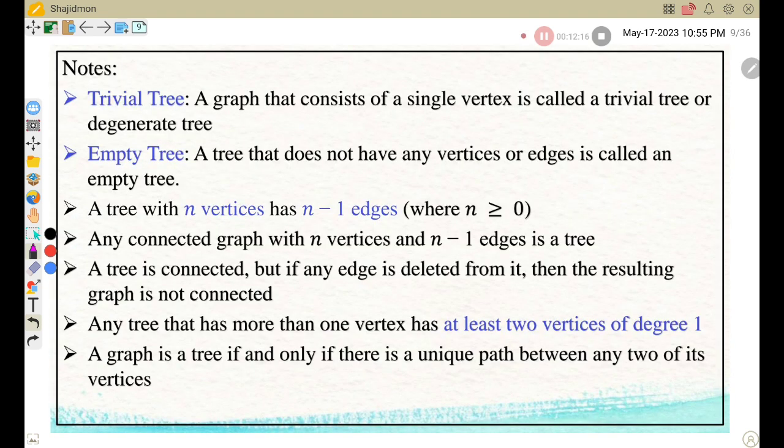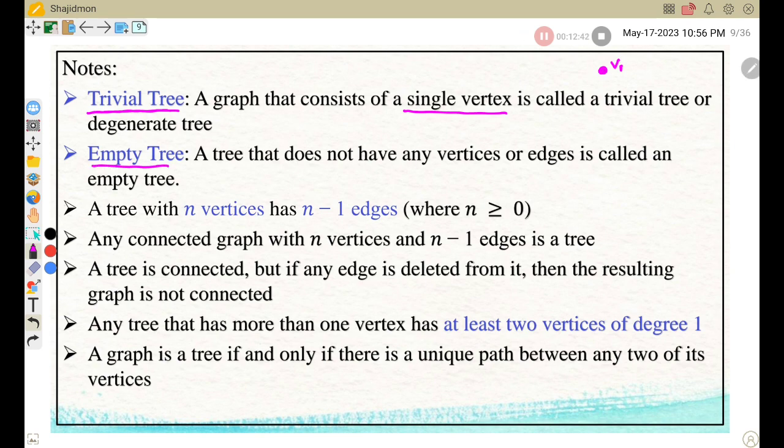Now we have some small ideas here, some definitions or remarks. Trivial tree: what is the meaning of a trivial tree? A trivial tree means a graph consisting of a single vertex. For example, if you draw only one vertex, vertex 1, this tree we call a trivial tree, or a degenerate tree. A single vertex is the meaning of a trivial tree.